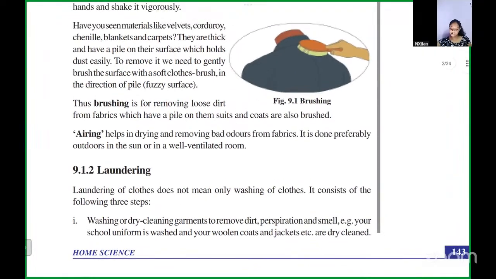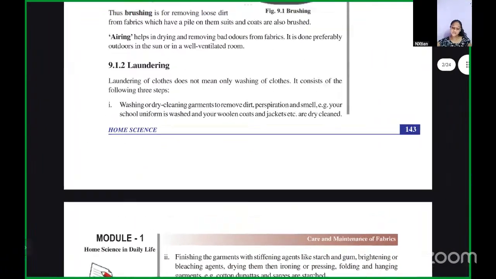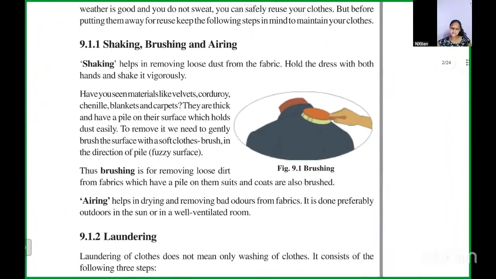Then there is also another method called airing. Airing helps in drying and removing bad odors from fabrics. It is done preferably outdoors in the sun or in a well ventilated room. Like the clothes are hung, and the air passes through them when they're hung in the air. It helps to remove the bad odor from the fabrics. Okay, then any doubt till here in shaking, brushing, airing?